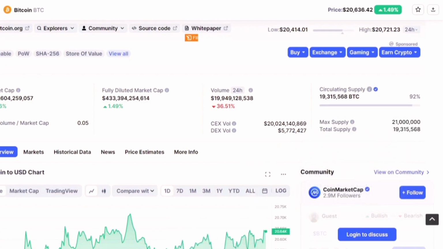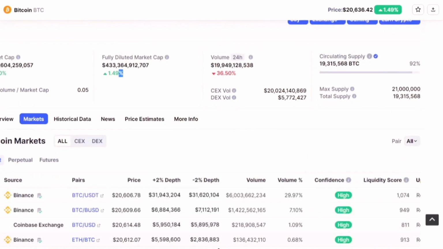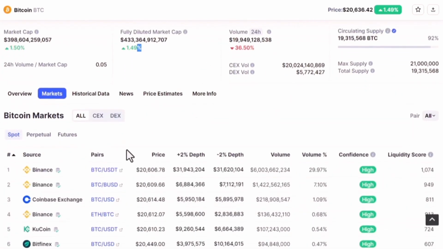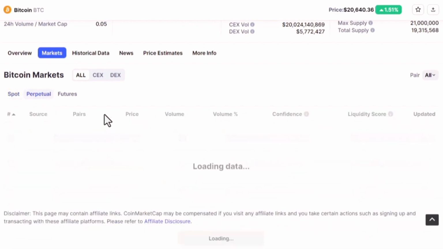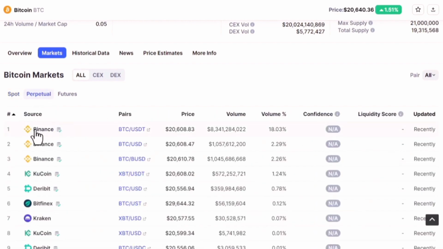Then we can go to the Markets tab. What is it? It says on what markets you can find this asset, this cryptocurrency, for spot trading, perpetual trading, futures trading. We're going to talk about these types of trading later on. But in general, you can see Binance is first for spot trading, for perpetual trading. Let's check it for leverage trading, let's say. So you can see Binance is first.